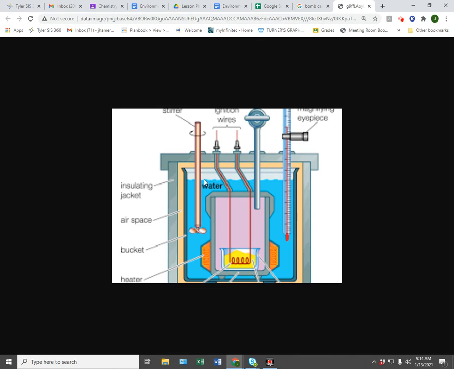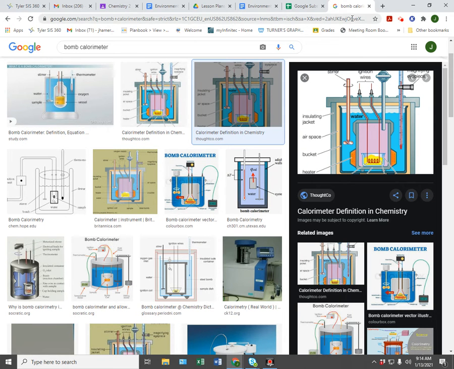That combustion chamber is usually surrounded by water or some other liquid, and the thermometer in that, and so that's considered the surroundings. And then there's another outside insulator to keep the energy transfer from the surrounding air limited. So that's essentially what a bomb calorimeter is. Okay. All right.